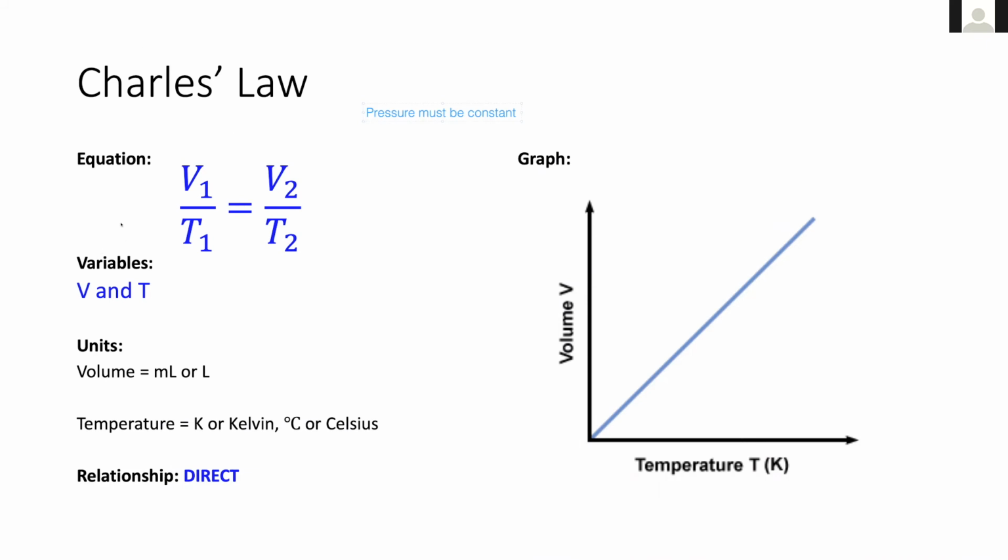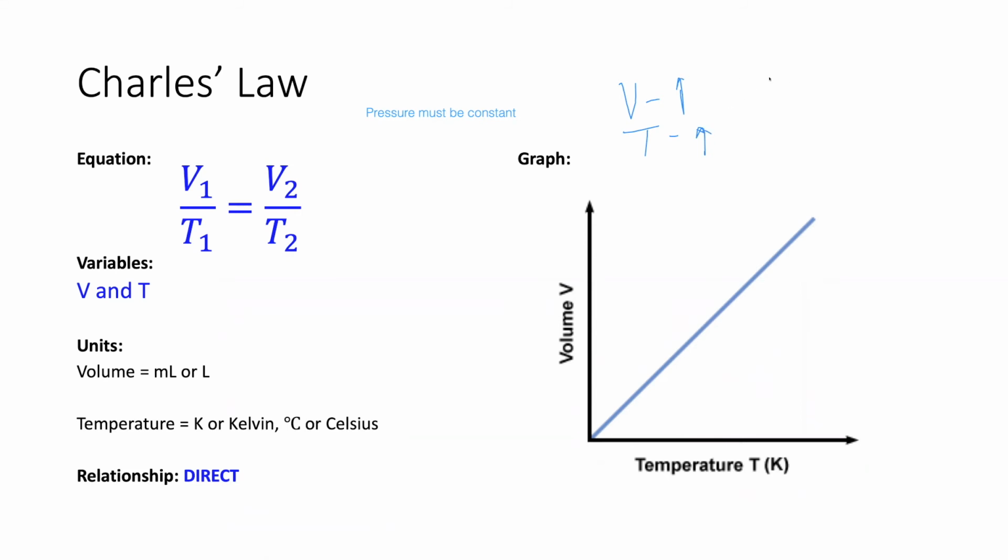So everyone, for Charles' law, we're dealing with volume and temperature. It's quite simple. As your temperature gets higher and higher, your volume is going to increase as a result of that. We call this a direct relationship, meaning if V increases, temperature will also increase as well.